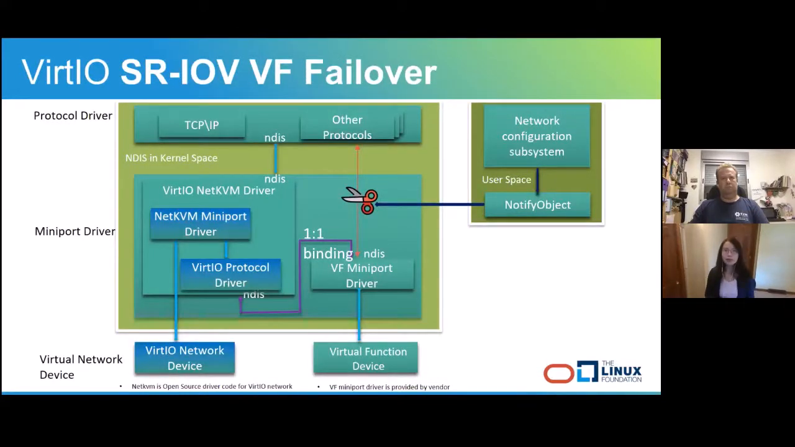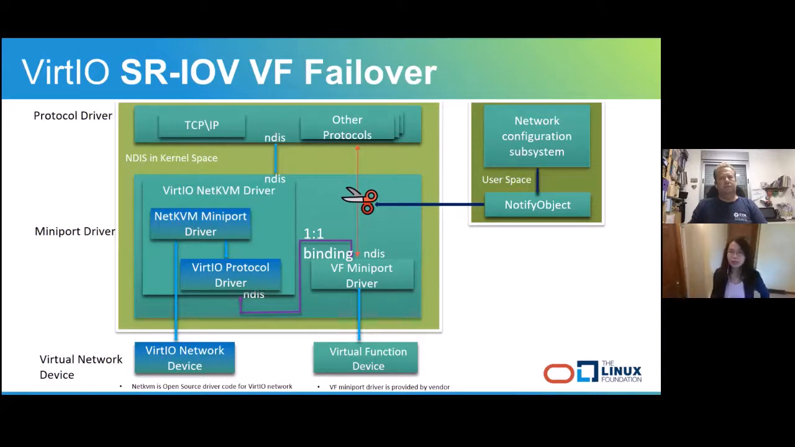Let's see what's new in the 2-netdev model for the SR-IOV live migration. So a new virtual protocol driver is implemented here. It shares the same driver binary as the NetKVM miniport driver. So that's very convenient for them to share the data between them. Also, the VF miniport driver exposes the NDIS binding interface here. As you can see, the virtual protocol driver and the upper-layer TCP/IP and other protocols also expose the NDIS binding interface. That means the VF miniport driver is bound to the virtual protocol driver, and also bound to the TCP/IP and other protocols.